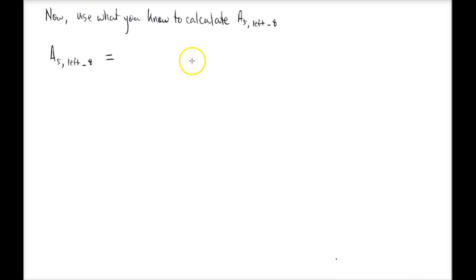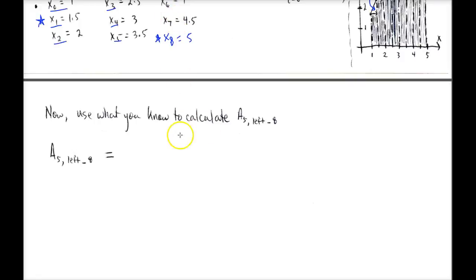So now what we want to do is use what we know from here to calculate what our left hand endpoint estimate will be when we have 8 rectangles. This time I'm going to write this in summation notation. We have the sum from i equals 0 to n minus 1 of f of x sub i delta x, with a parenthesis to say that all of that is on the inside.